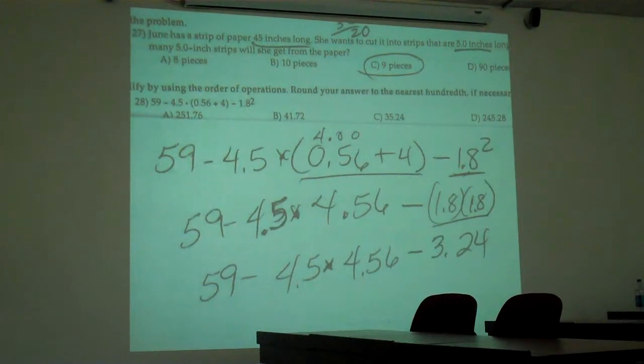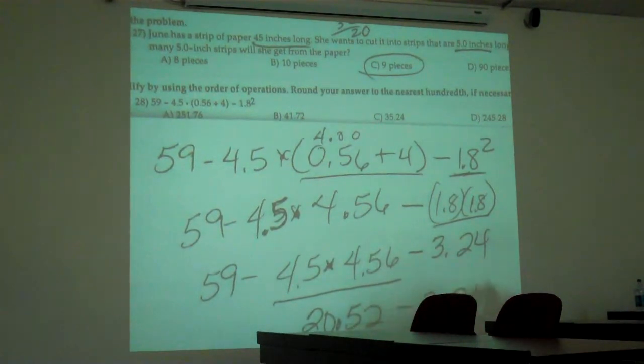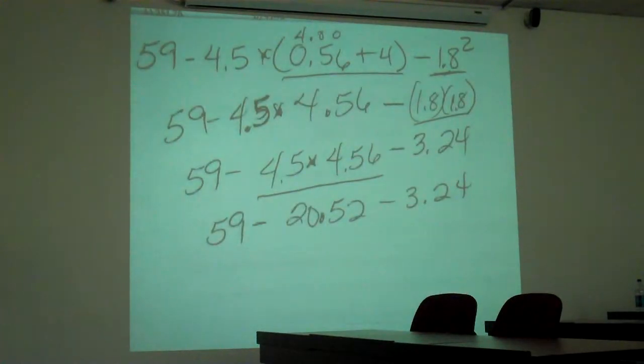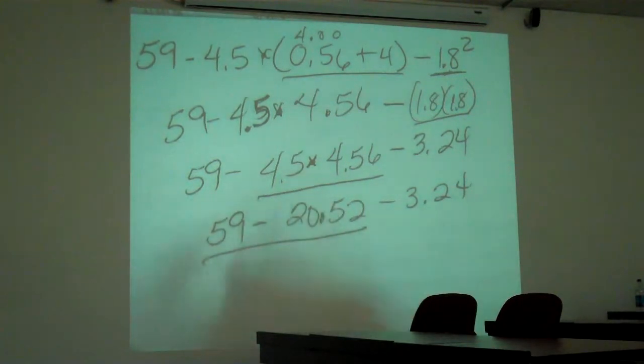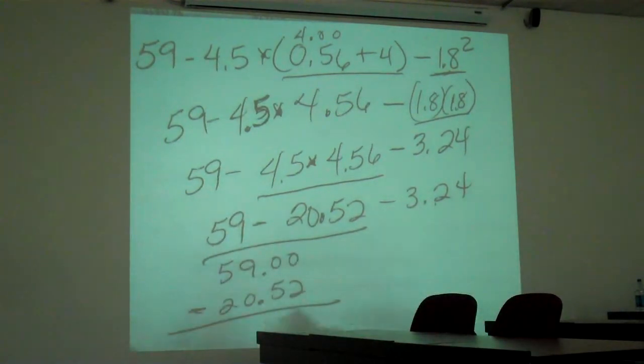Okay. What's going to be next? Multiply. 4.5 times 4.56 comes out to 20.52. Write everything down. Now what comes next? It's all minus. There's no add, so subtract left to right, huh? So this one first. 59 minus 20.52. We'll subtract that, and then we'll subtract that later.